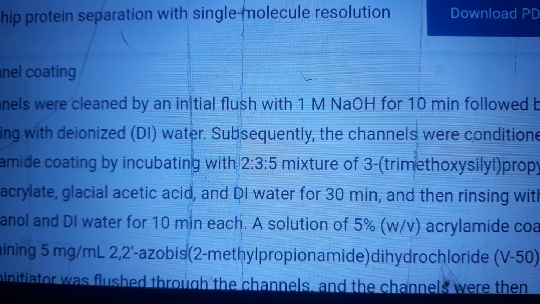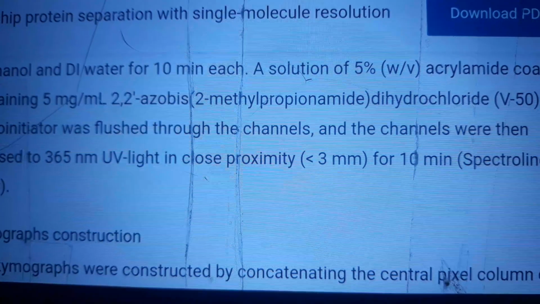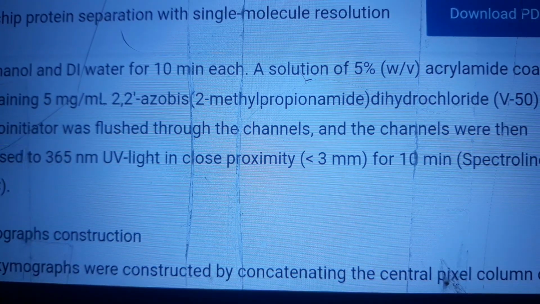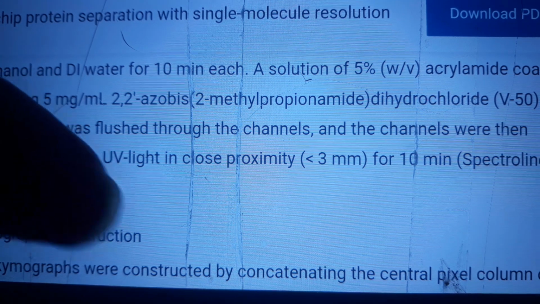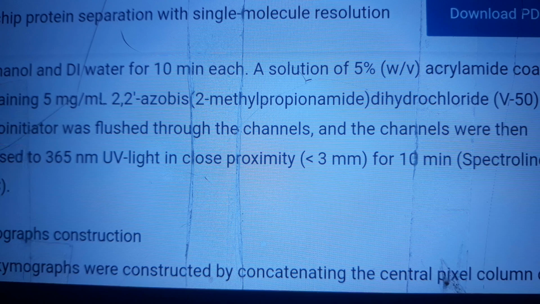Subsequently, the channels were conditioned for acrylamide coating by incubating with a 2:3:5 mixture of 3-trimethoxysilyl propyl methacrylate, glacial acetic acid, and deionized water for 30 minutes, and then rinsing with methanol and deionized water for 10 minutes each. A solution of 5% weight by volume acrylamide coating containing 5 mg/ml 2,2'-azobis(2-methylpropionamide) dihydrochloride V50 photoinitiator was flushed through the channels, and the channels were then exposed to 365 nm UV light in close proximity, less than 3 mm, for 10 minutes.